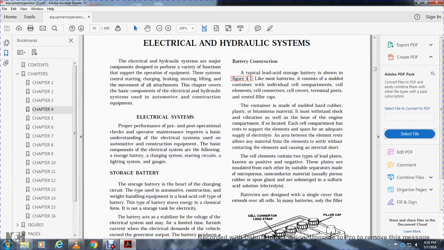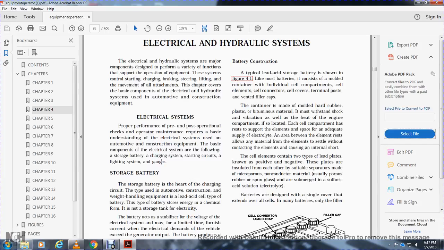Battery construction. The typical lead acid battery shown, like most batteries, consists of the molded case containing the individual cell compartments, with the element, cell container, cell cover, the terminal post and vented filter caps. The container is made of the molded hard rubber or plastic material that must withstand the shock of the vibration as well as the heat of the engine compartment. Each cell compartment has rest support elements, space for adequate electrolyte, and an air space between the elements.